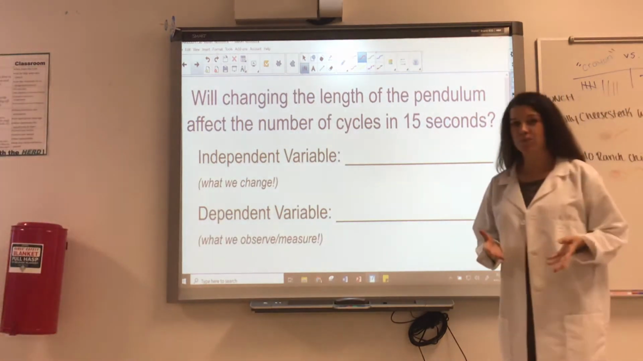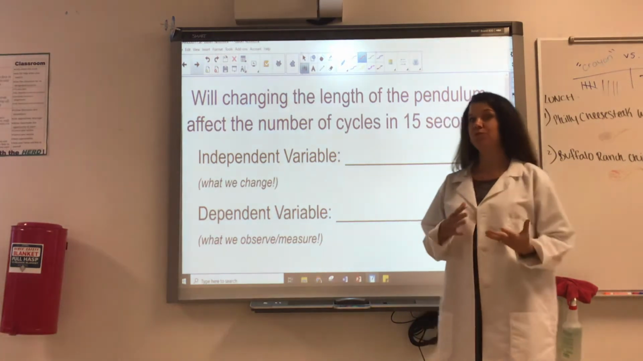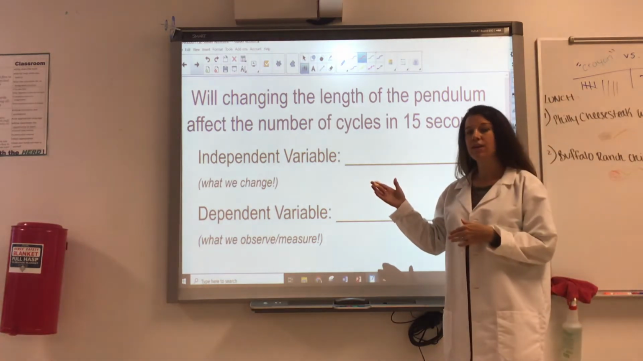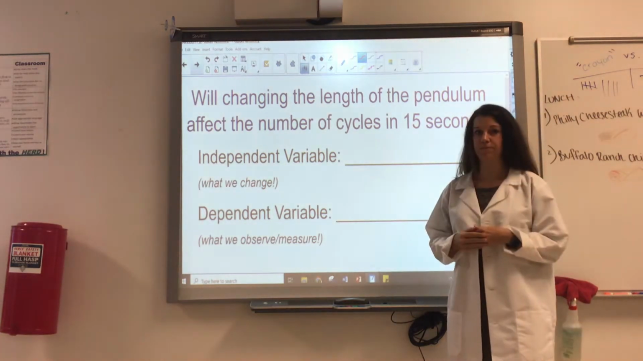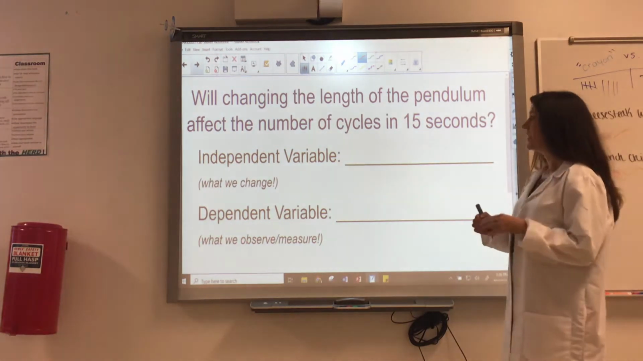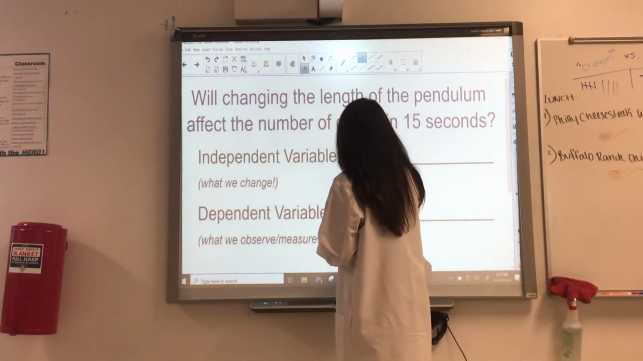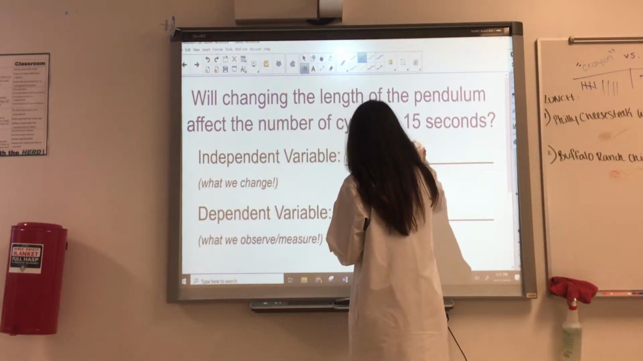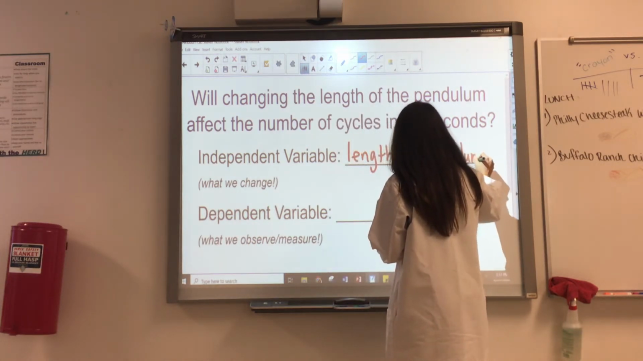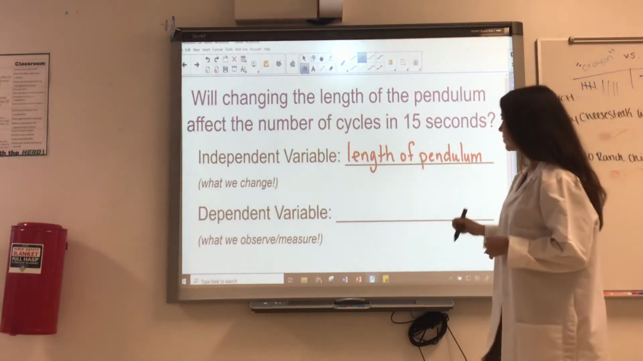Now that we have our testable question, we need to identify the variables that we're changing and observing. So in that question, what is our independent variable and what is our dependent variable? Our independent variable is what we're changing, and that would be the length of our pendulum. Our dependent variable, what we're observing or measuring, is our number of cycles.